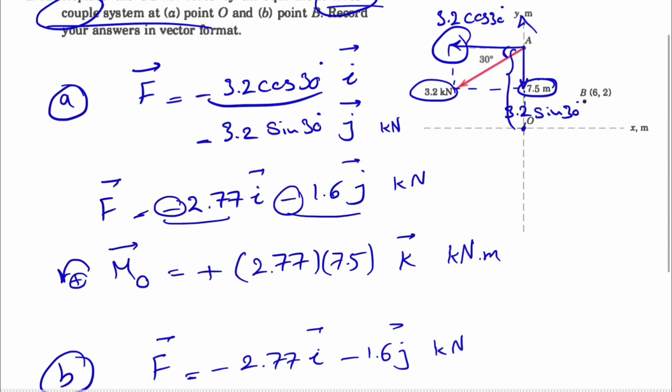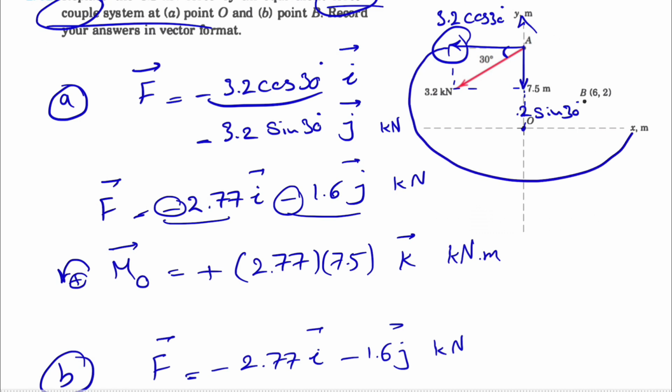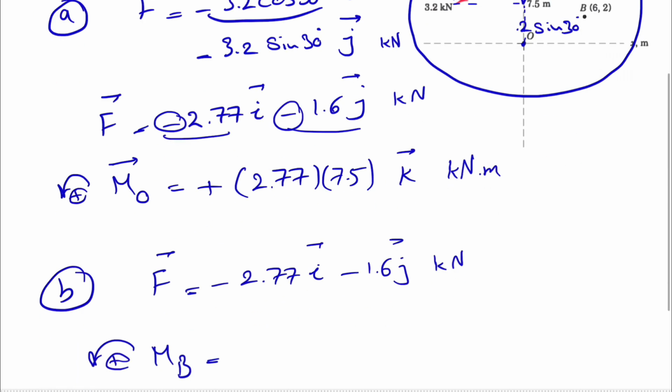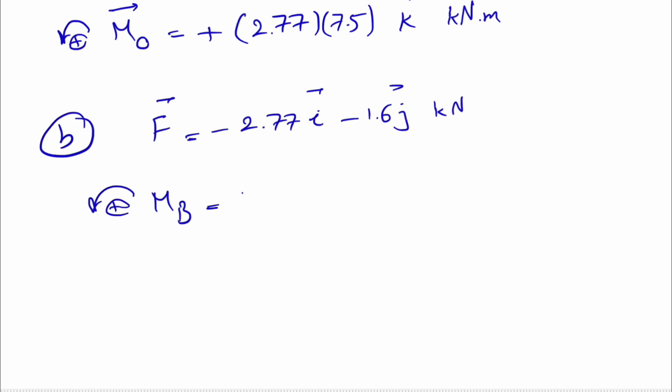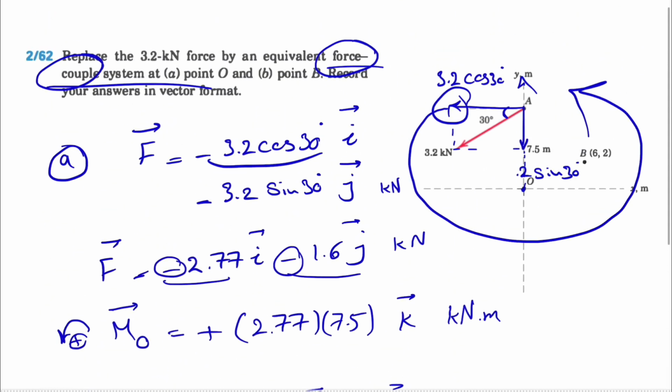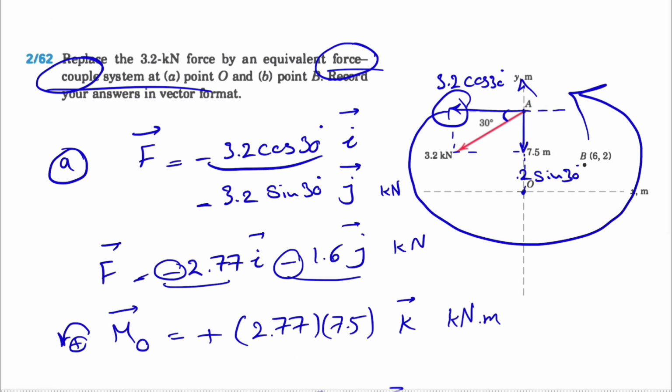I'm just going to clean up the figure, then we can see it better. It seems a little bit messy in here now. So we have the same thing, it's just we have to find the moment about point B. We're going to start with the x component and y component. The x component about point B is going to make a counterclockwise moment, so positive. Our x was 2.77, and the distance that we have is the vertical distance to the line of action, or this distance, and we have to figure that distance out.